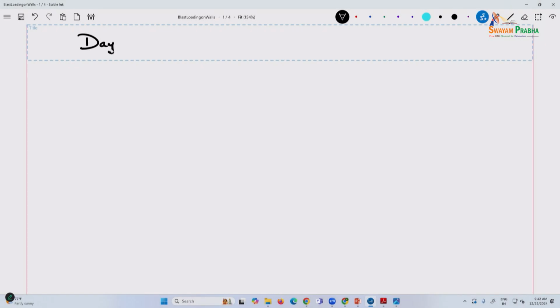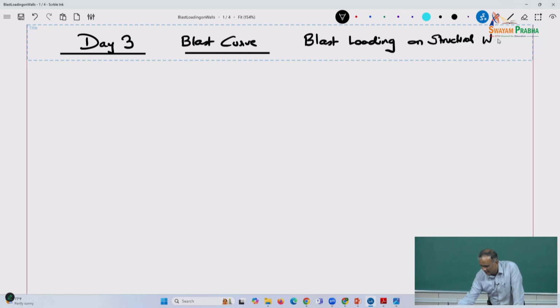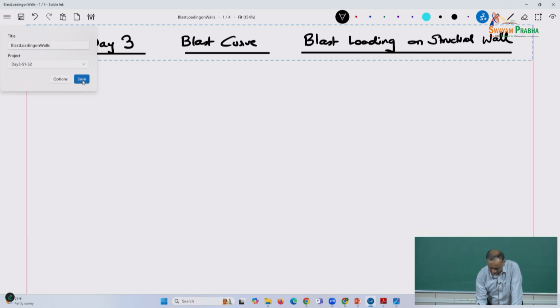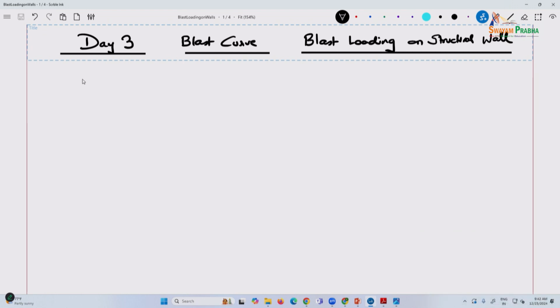Let me get some preliminaries going. So, welcome to day 3, and today we'll look at the blast curve and basically some details on how to consider for design purposes on any, I call it structural, but you can apply it to any other structure as well, not necessarily structural. So, any questions before we get started? No? Okay.